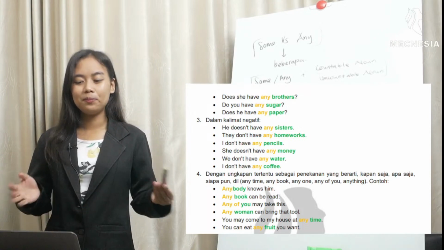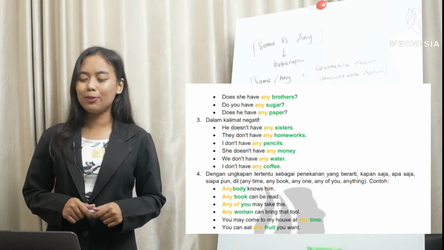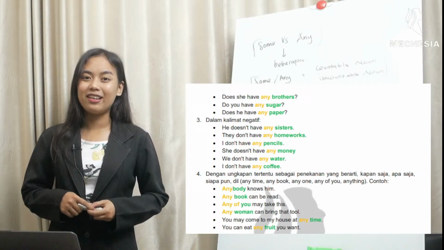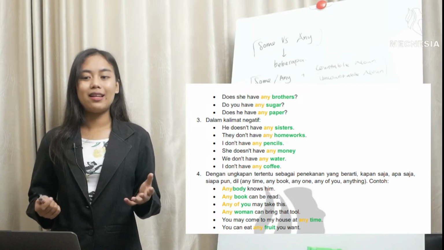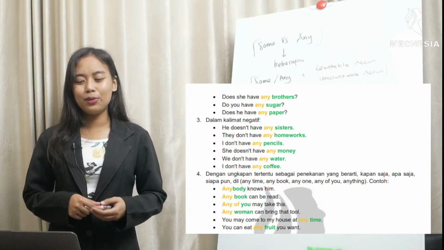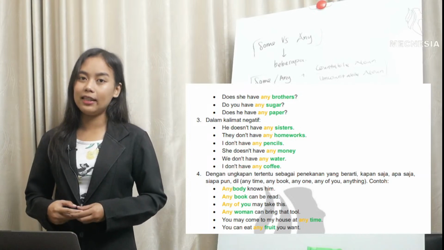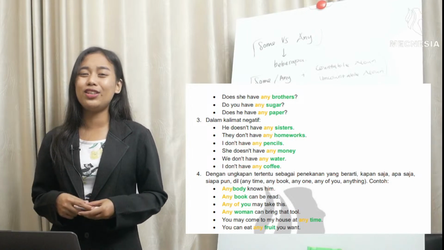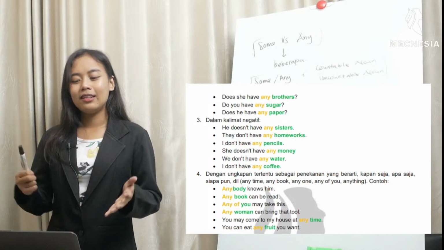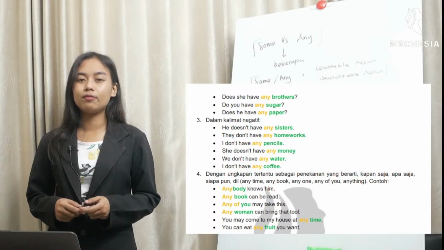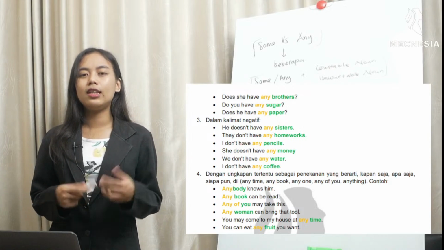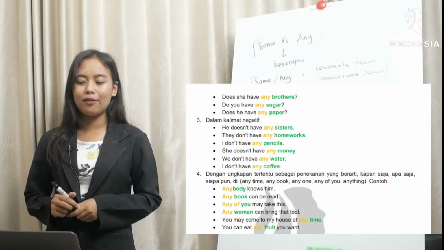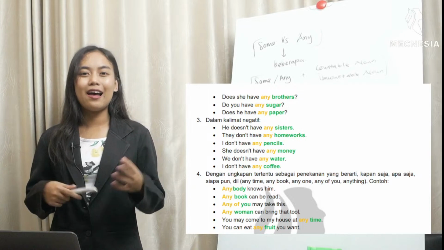Mereka tidak punya PR. The next one kita punya, I don't have any pencils. Aku tidak punya pensil. The next, we also have, she doesn't have any money. Dia tidak punya uang. Next, we don't have any water. Kita nggak punya air. And the last example, kita punya I don't have any coffee.